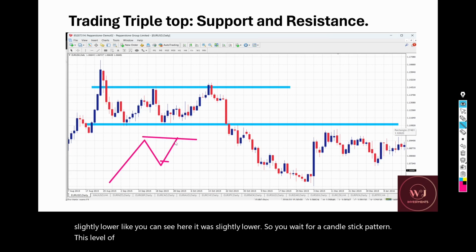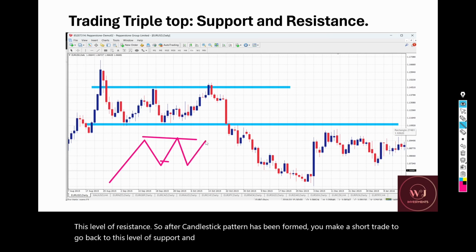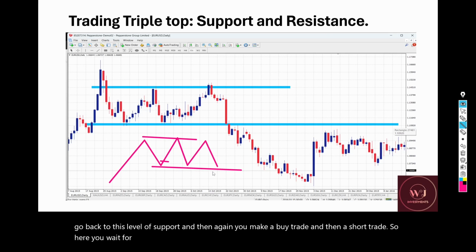So after a candlestick pattern has been formed, you make a short trade to go back to this level of support. And then again, you make a buy trade and then a short trade. So here you wait for another trading strategy, which could be either the neckline breakout strategy or the break and retest of the neckline strategy. Okay.